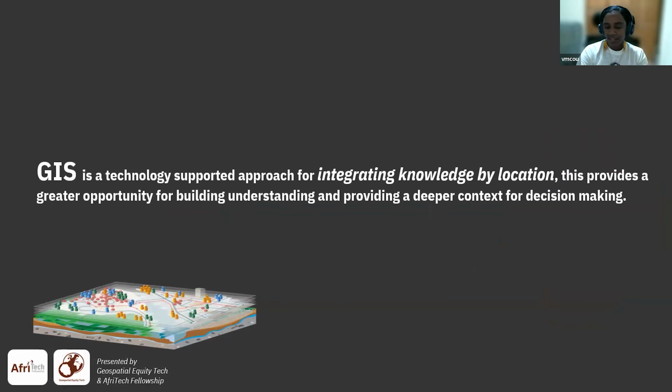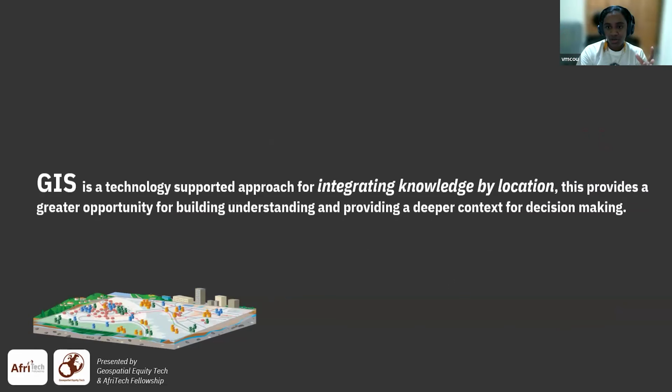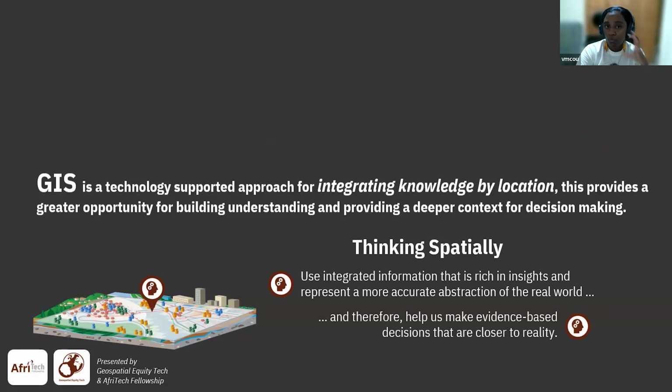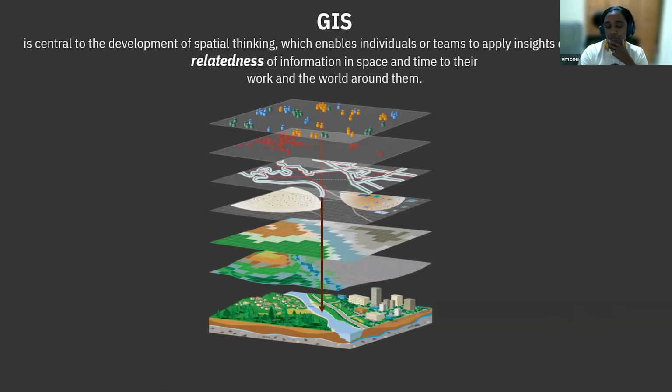So when you think about the lasagna and constructing it together, it really allows you to overlay this information to be able to think spatially and to integrate information with rich insight and present a more accurate depiction of the world. This then leads to impactful decision making. So really, it's essential to the development of spatial thinking.